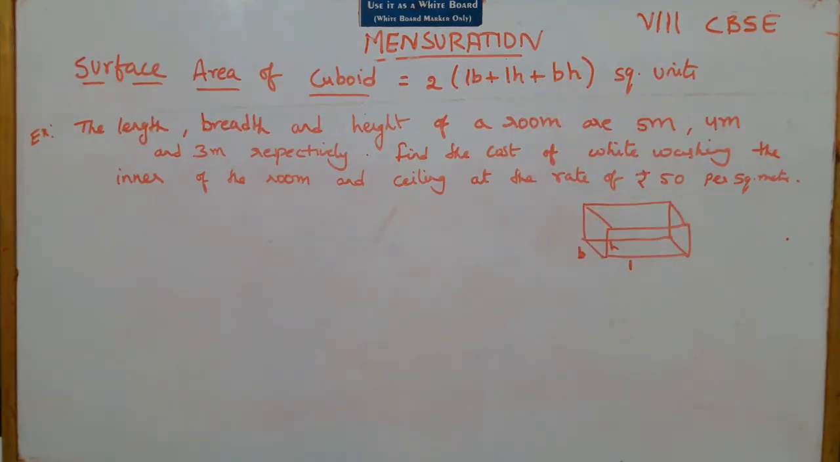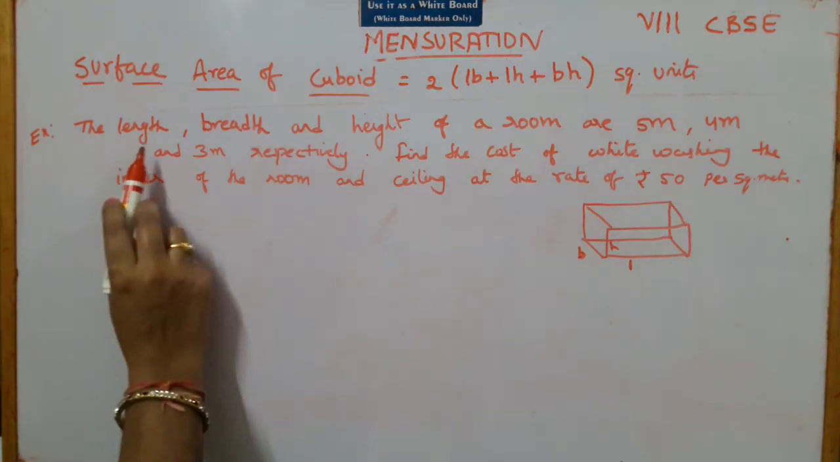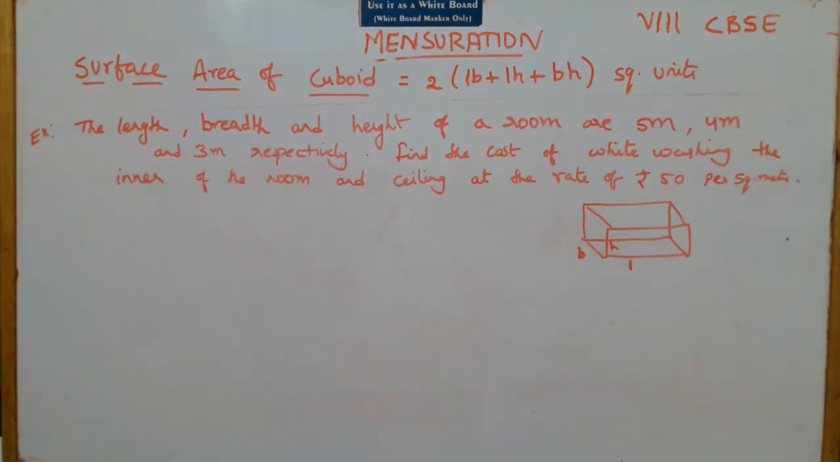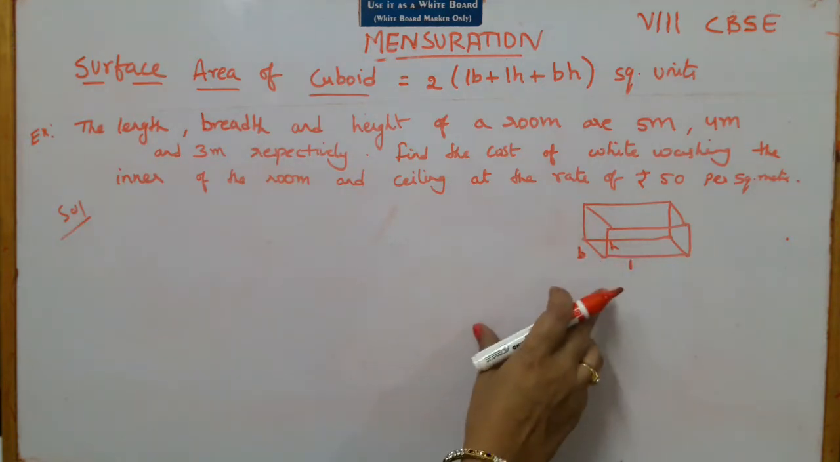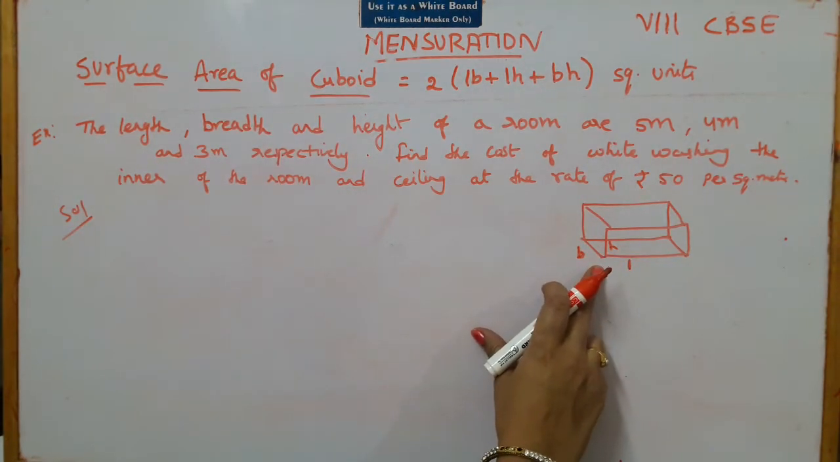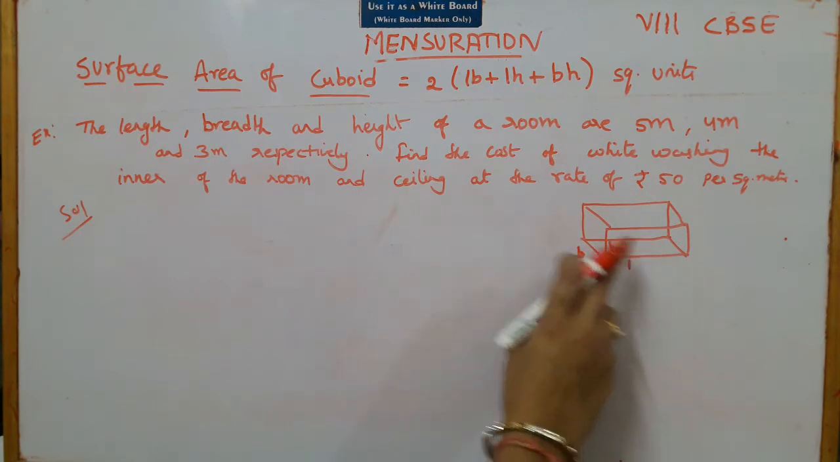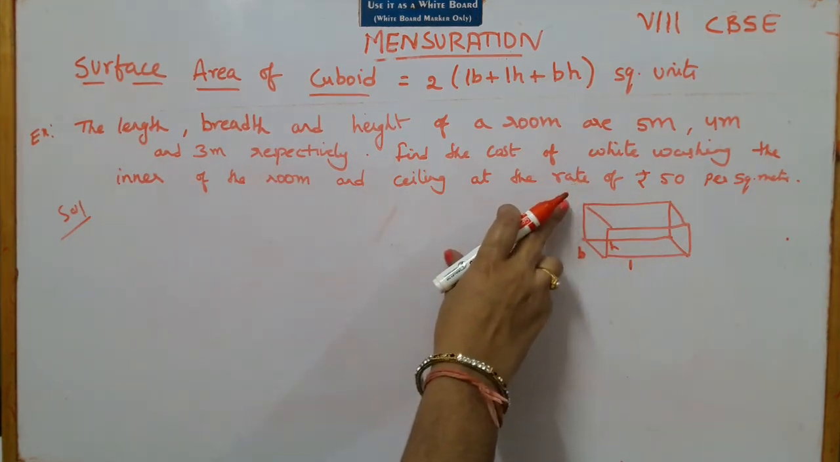We see one problem. I read the question. The length, breadth and height of a room are 5 meter, 4 meter and 3 meter respectively. Find the cost of whitewashing the inner of the room and ceiling at the rate of rupees 50 per square meter. So what we have to find out now? We need to find out how much cost is required to whitewash this room. In whitewashing, only the walls and the top of the room we whiten.